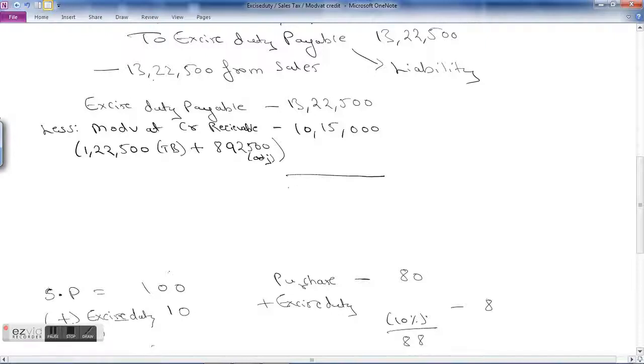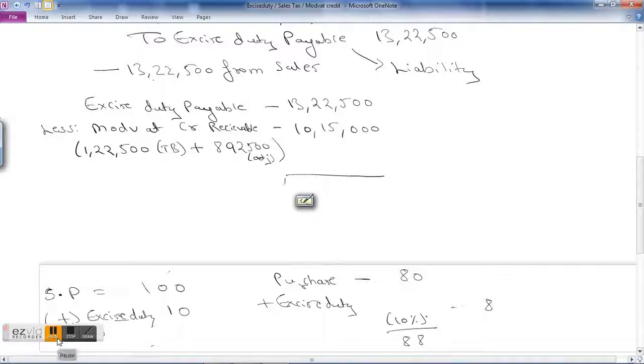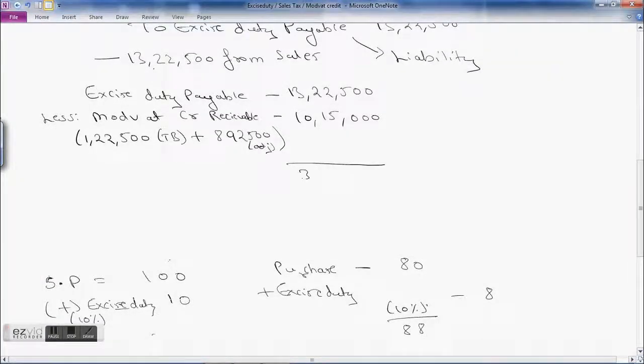Okay, now your net excise duty payable comes to 13,22,500 minus 10,15,000. So that is 3,07,500. This is net duty which is payable.